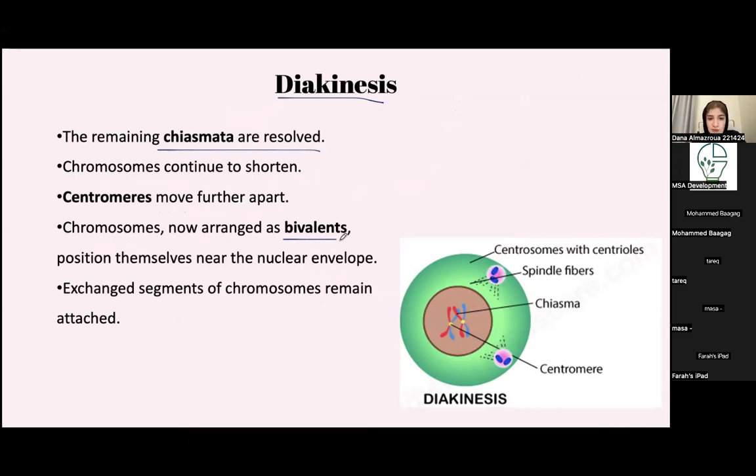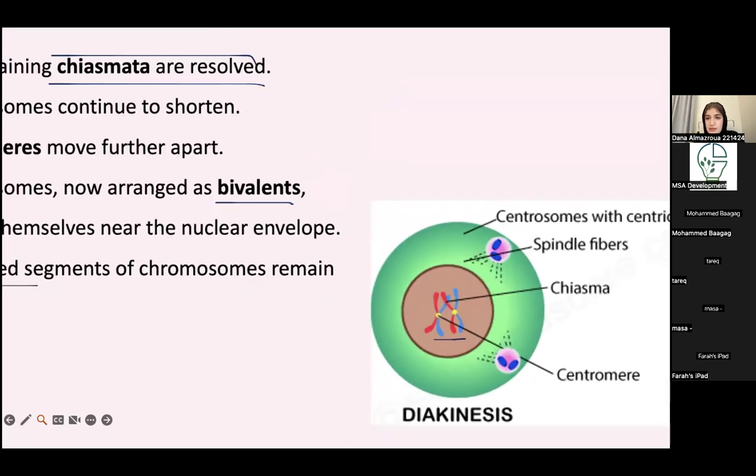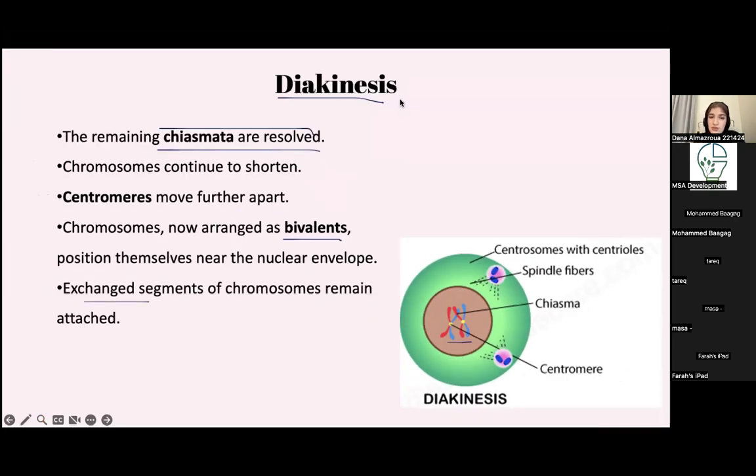Chromosomes are now arranged as bivalents, which we explained earlier. It's basically a pair of 2 chromosomes and 4 chromatids. They position themselves near the nuclear envelope, as shown in the picture, and the extreme segments of the chromosomes remain attached. So even though the chiasmata began to move, because we said they're being resolved, they're still attached a little bit together, as shown here. Does that make sense? Honestly, there isn't much to explain. I'm just telling you a continuation of what was happening. It's like storytelling. I don't think there's anything significant in diakinesis.